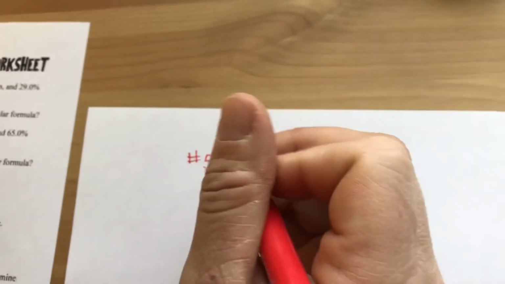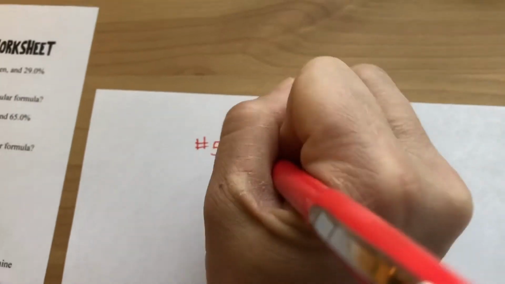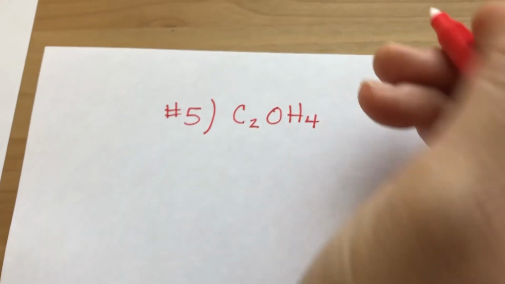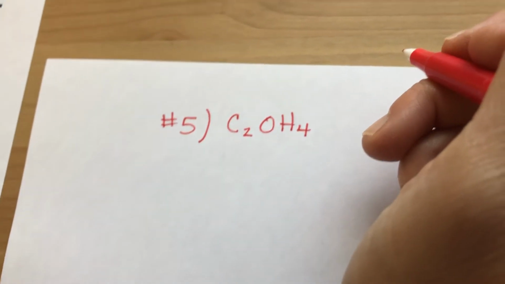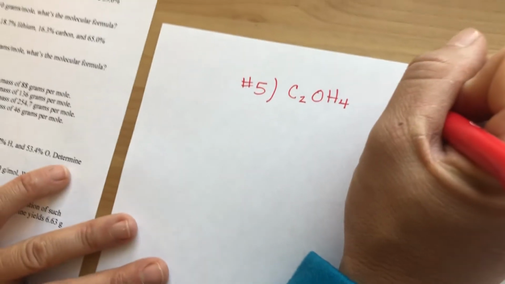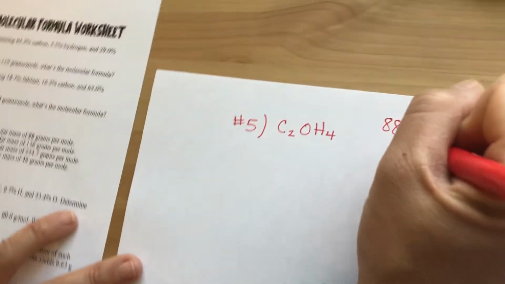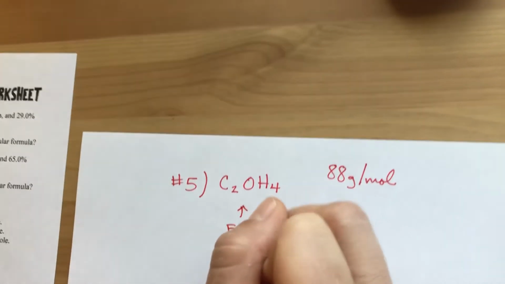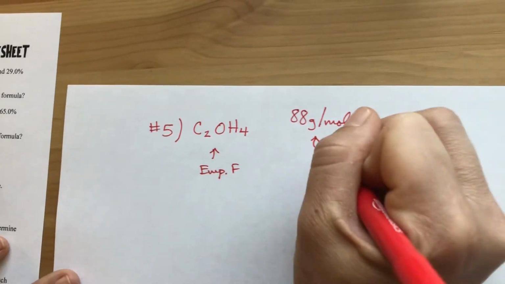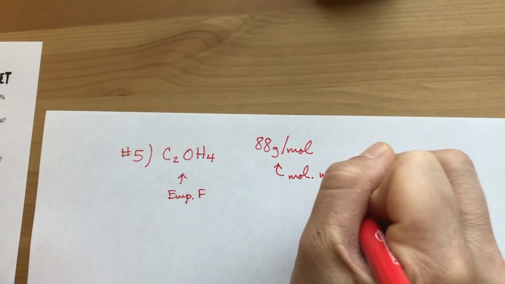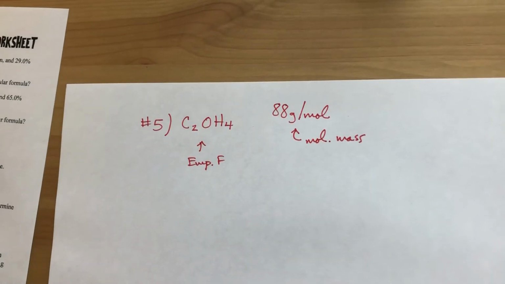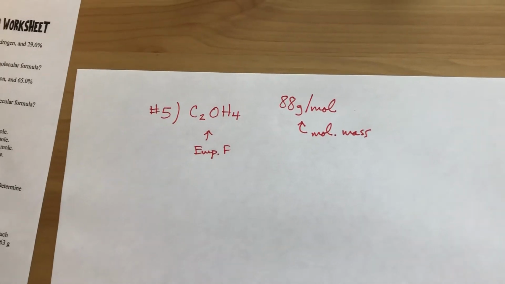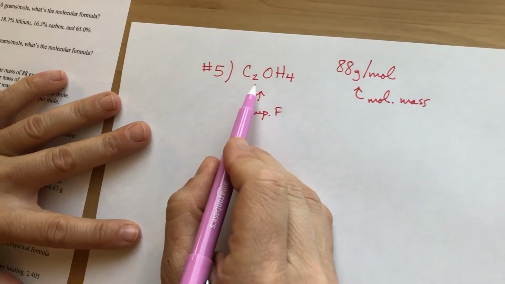All right, so at number 5, a compound with an empirical formula of C2OH4, and that's the empirical formula, and has a molar mass of 88 grams per mole. So that means we've got 88 grams per mole. So this is my empirical formula, and this is the molar mass. All right, so the very first thing I'm going to do is calculate the molar mass of this empirical formula right here.